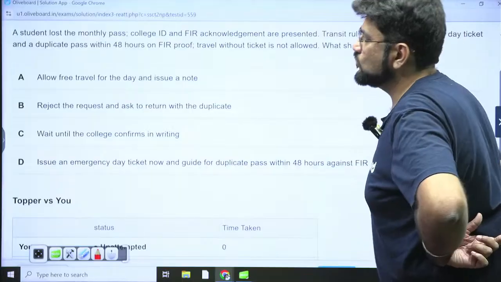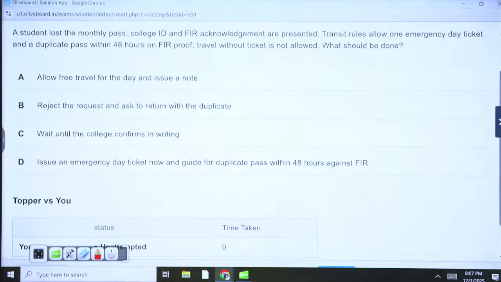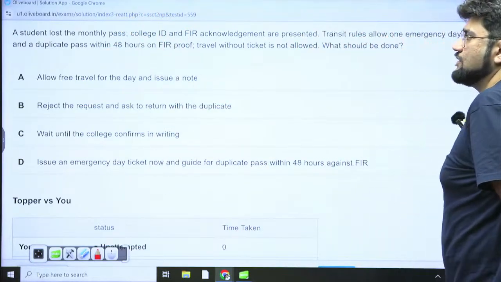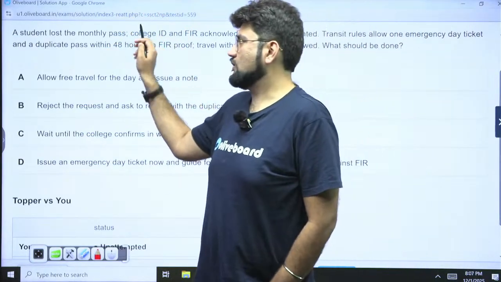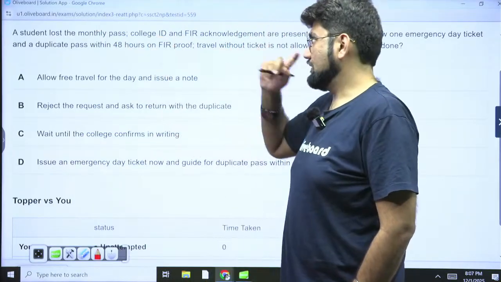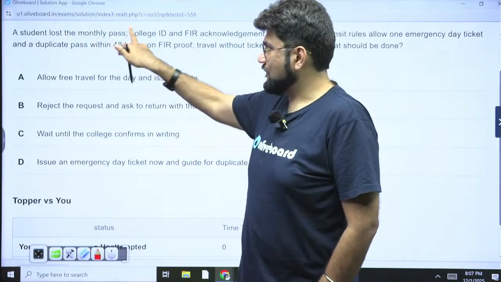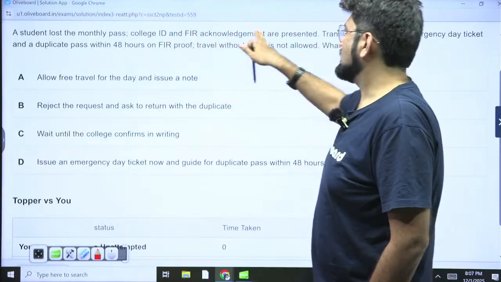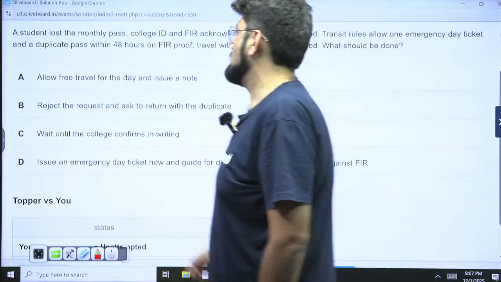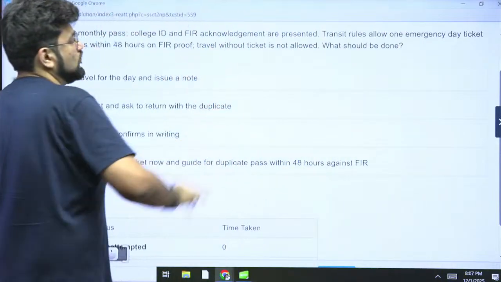Okay. A student lost the monthly pass. College. The student lost the monthly pass. That's it. Wait here, take a pause, now read further. College ID and FIR, because if there was a comma here, this would have read that a student lost monthly pass and college ID. But that's not it. The student lost the monthly pass and then college ID and FIR acknowledgement are presented. Transit rules allow one emergency day ticket and a duplicate pass within 48 hours on FIR proof. Travel without ticket is not allowed.